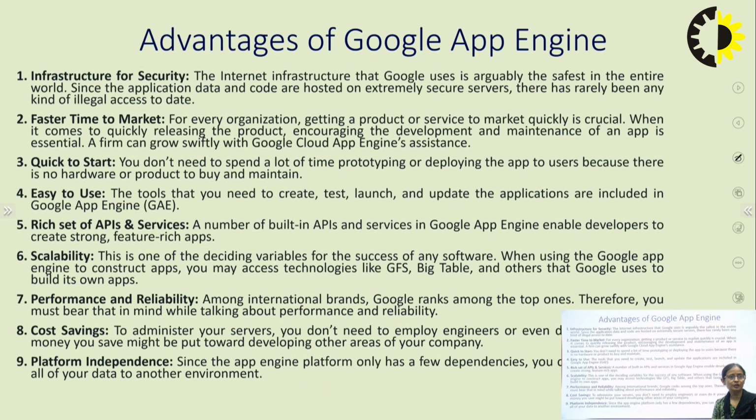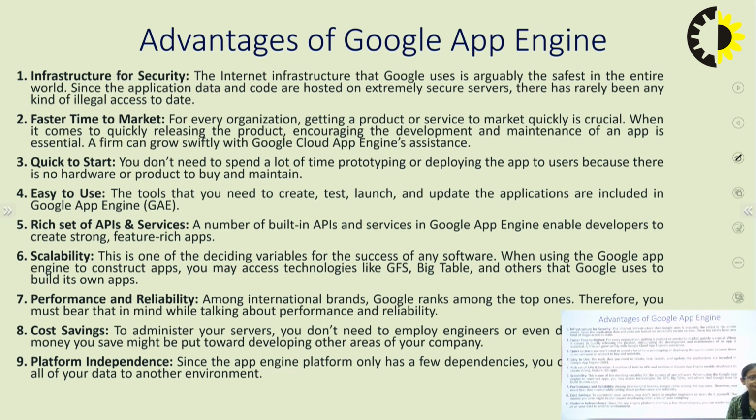So what are the advantages of Google App Engine? First, infrastructure for security. The internet infrastructure that Google uses is arguably the safest in the entire world. Since the application data and code are hosted on extremely secure servers, there has rarely been any kind of illegal access to date. Faster time to market. For every organization, getting a product or service to market quickly is crucial. When it comes to quickly releasing the product, encouraging the development and maintenance of an app is essential. A firm can grow swiftly with Google Cloud App Engine assistance.